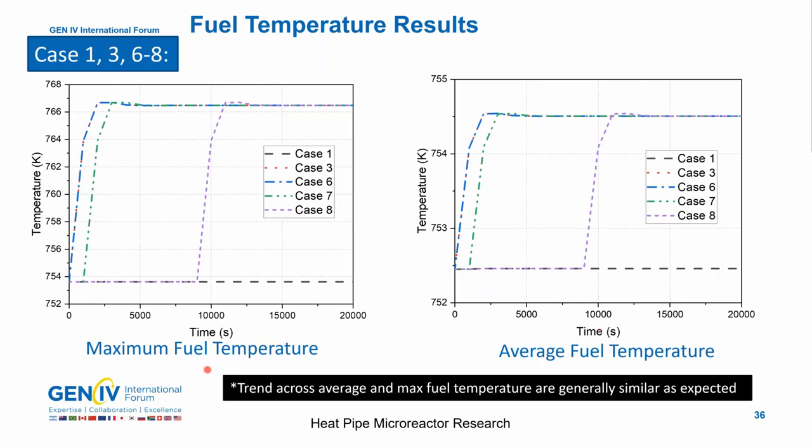First, the result I show here is the maximum and average fuel temperature. We can see that case one is the steady state, and the other cases have the same tendency: at some point the temperature increases because two rings of heat pipes fail, and the monoliths and heat pipes suffer a higher energy input. At some point it reaches a steady state, and the peak temperature stays there. The tendency is the same for all these cases, but delayed due to the different failure times of the heat pipes. The situation is similar for the average fuel temperature.